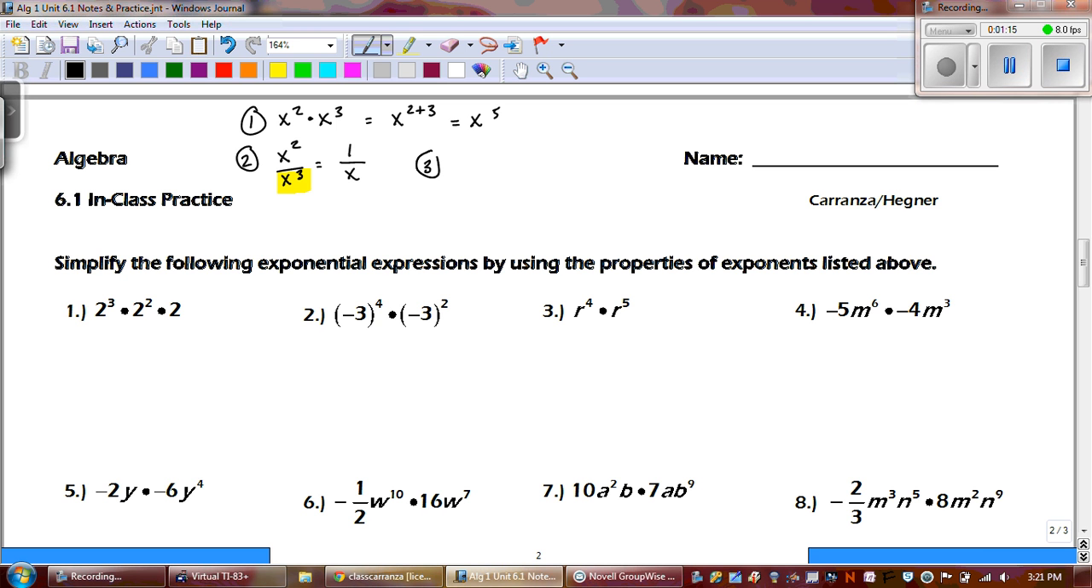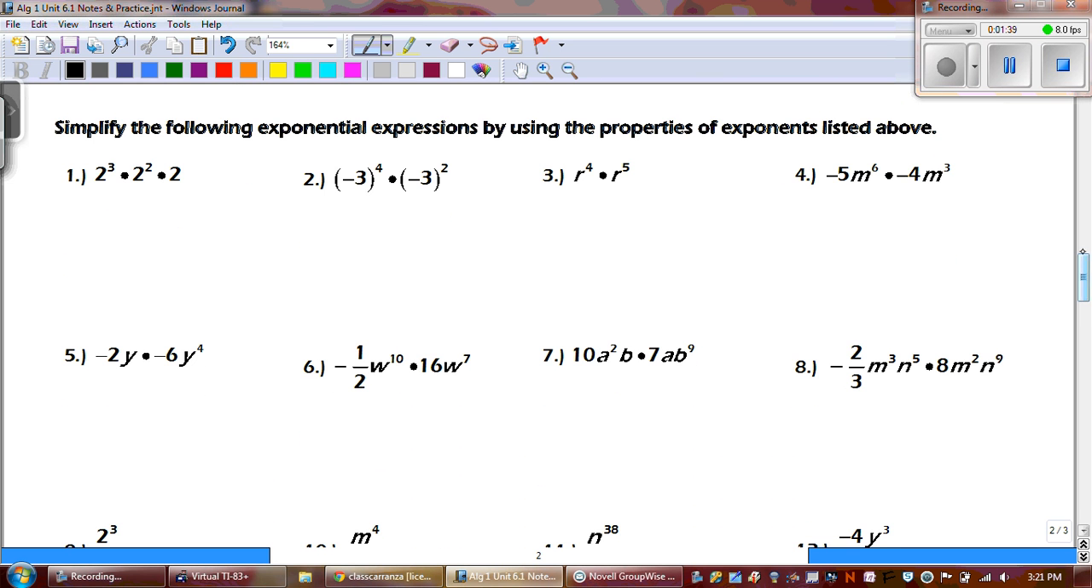And then the last rule that we talked about was if we have x squared all to the third power, that is really saying 2 times 3. And then our final answer would be x to the sixth. Okay, so those are the three rules that will be going on this entire page. All right, let's go ahead and get started.